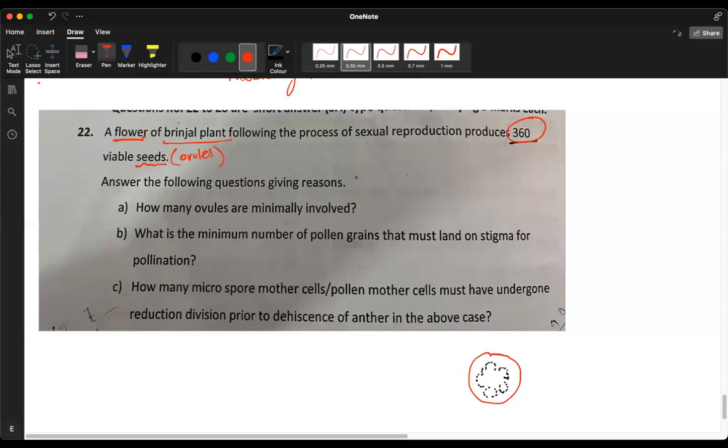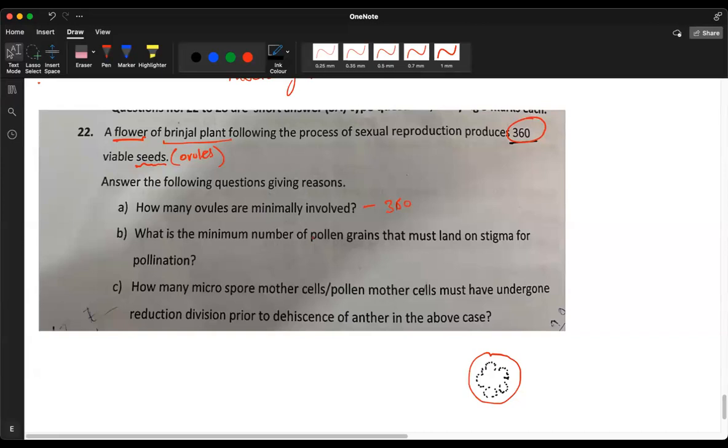Now you have to answer the question, how many ovules are minimally involved? It's a very, very simple answer. How many ovules were involved? There are 360 seeds. 360, isn't it? Why are they asking minimally involved? Because it's possible that there were more than 360 ovules in that flower, but all of them did not mature into seed. Some just degenerated or could not get fertilized.